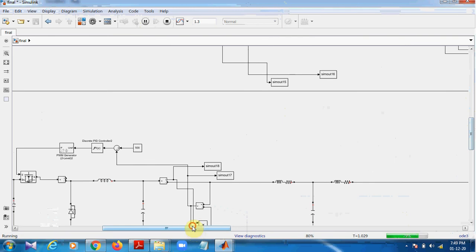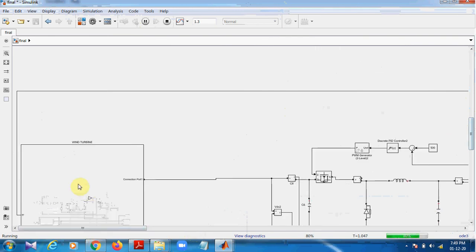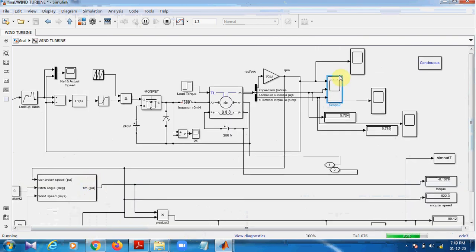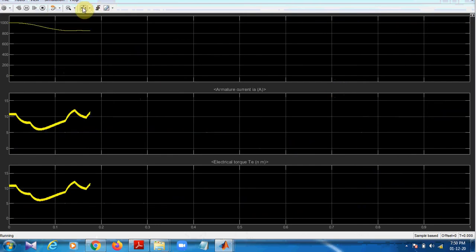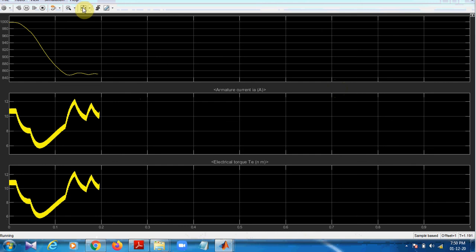Then we'll go to the wind turbine model. This is the wind turbine model. Here we can see wind speed, armature current and electric torque. This is how it is being represented. You can see a clear graph for that. The first graph is current, the second is torque, and the third is wind speed per second.